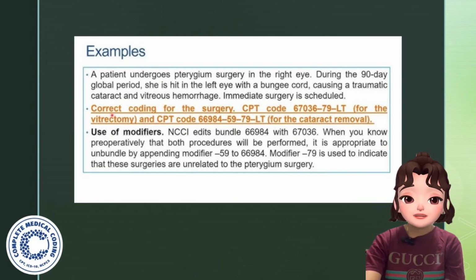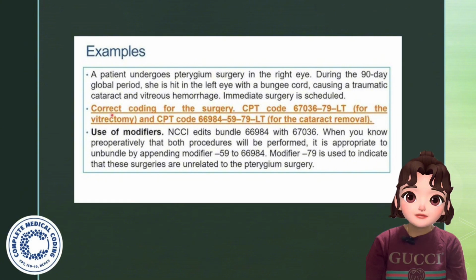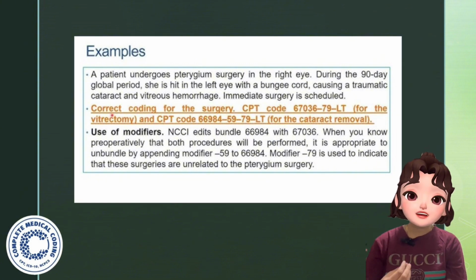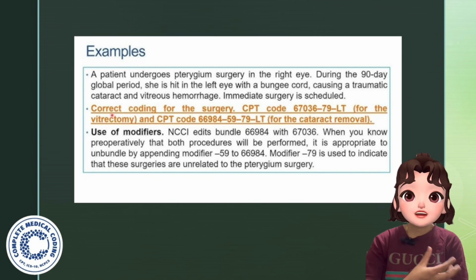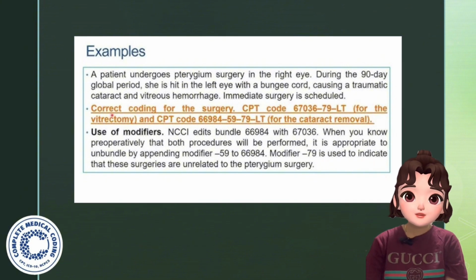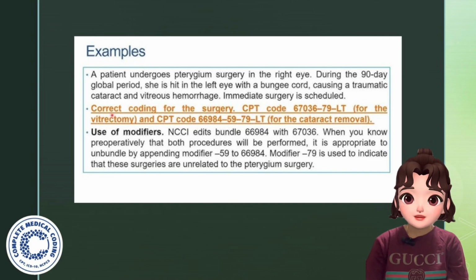And then 79, what does modifier 79 represent? Modifier 79 is an unrelated procedure performed by the same physician, right? Why is this an unrelated procedure? Because the patient already underwent a pterygium surgery in the right eye, but now the patient is here because the patient has been hit in the left eye. Some other unrelated procedure which is not related to the initial surgery. So you have to append modifier 79. Okay, so that is a vitreous removal, vitrectomy procedure.